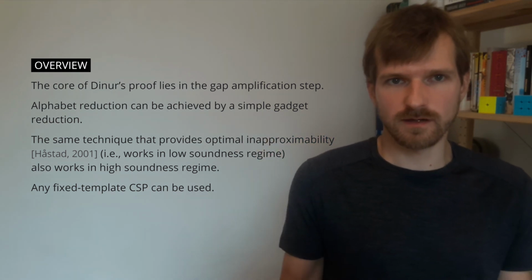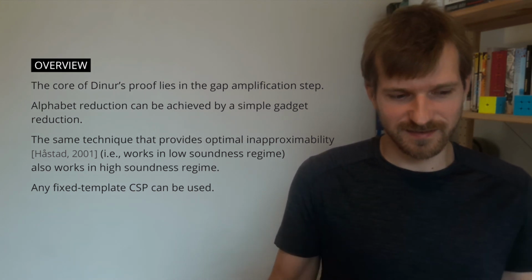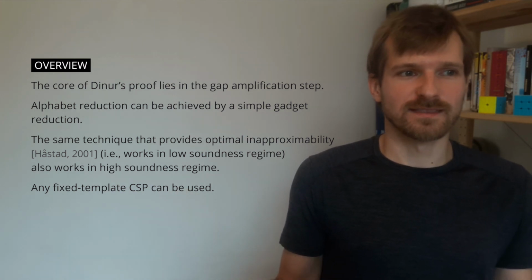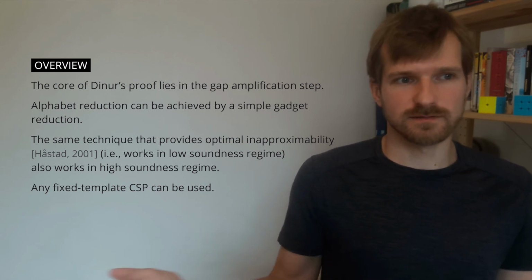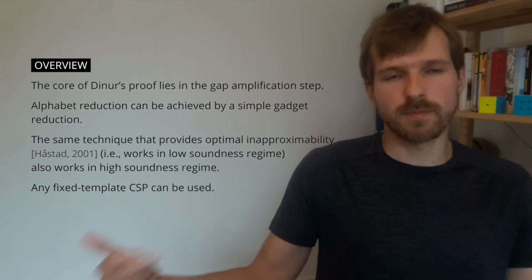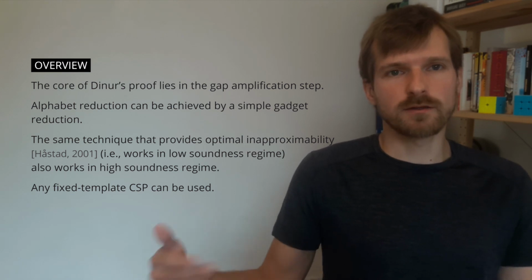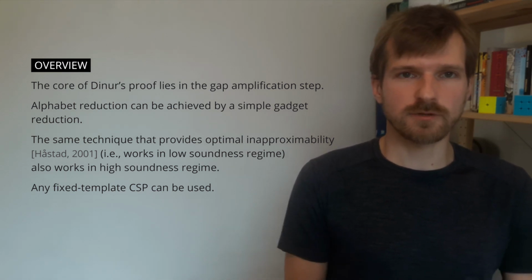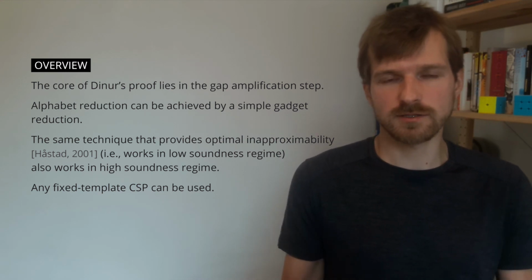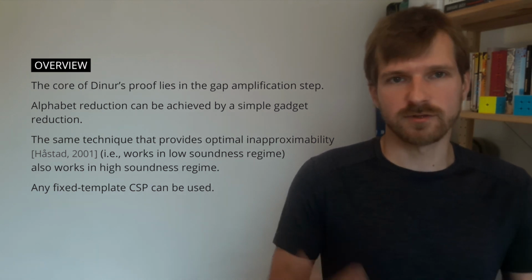You can start with a blank CSP instance, for which you know that it is not satisfiable, meaning one of the constraints is not satisfied. Then repeat gap amplification and alphabet reduction log n times. And when you get into the low soundness regime, just switch from gap amplification to parallel repetition, and keep your alphabet reduction as you used it before to arrive at the optimal hardness.